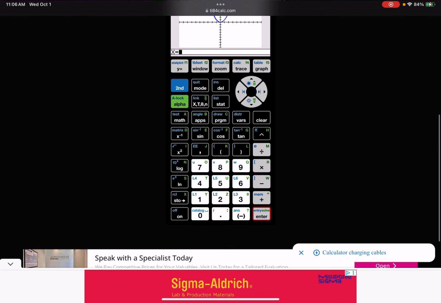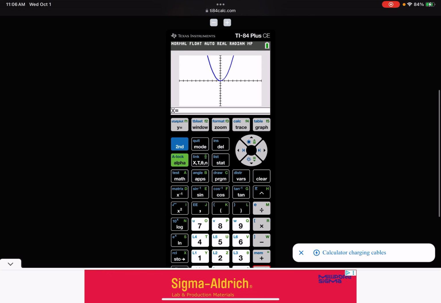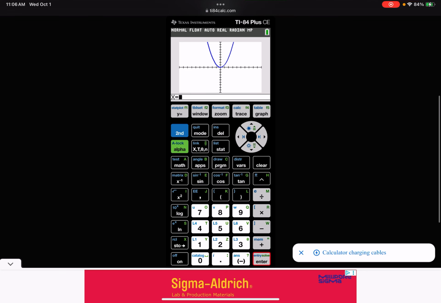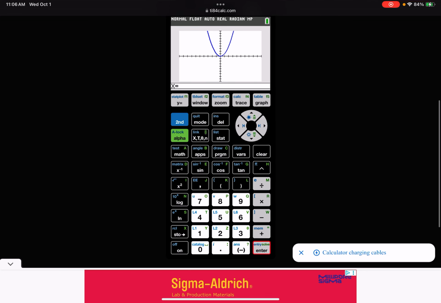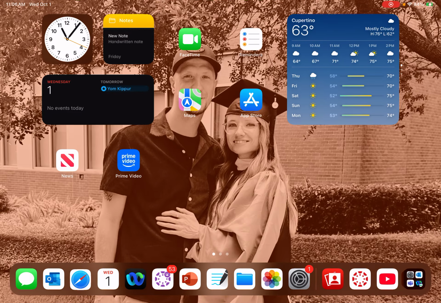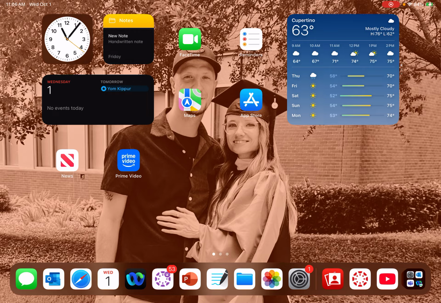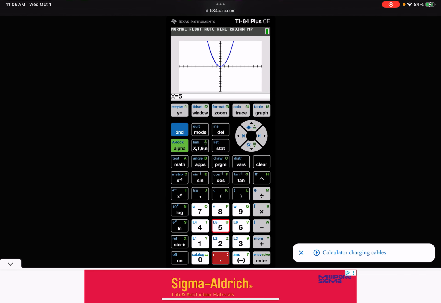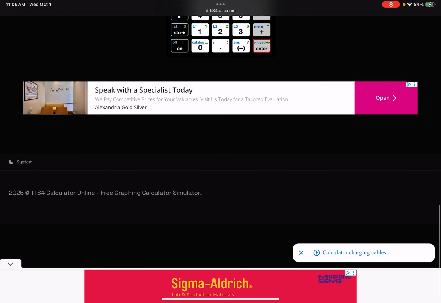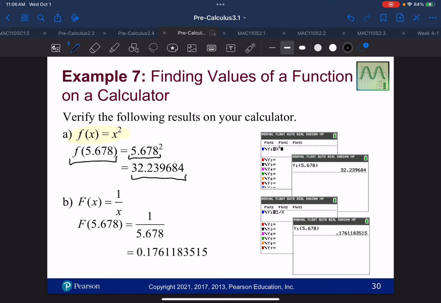So I'm just going to hit enter, and then it gives us the graph of that parabola, the x squared, and we can type in a value for x, and what was it, 5.678. So I'm going to type in 5.678 and hit enter. And then it gives me the y value there down at the bottom in blue. So the y value at that x value is 32.239684. And so that is how you can find values in your calculator.